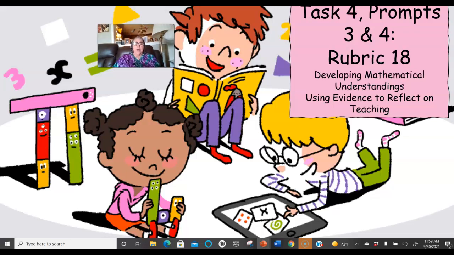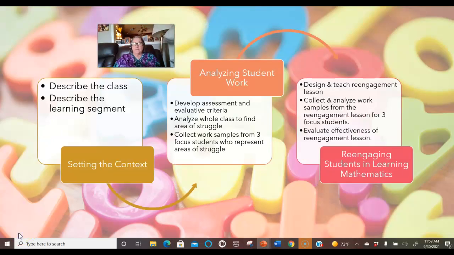So if you don't think you have a Task 4, you might be right. Task 4 is only for those folks who are doing the elementary combined handbooks, which have 18 rubrics. Most folks only have 15 rubrics, and then world language, of course, has 13.